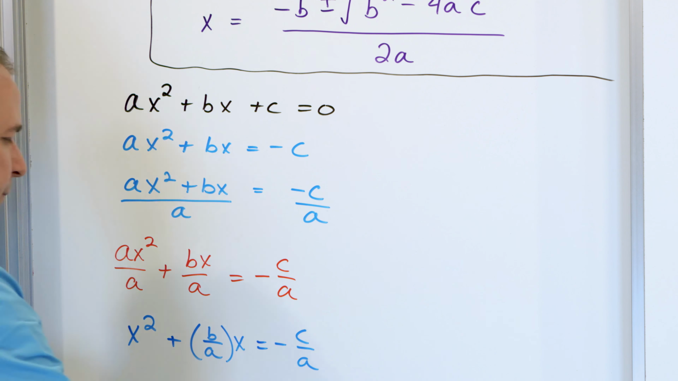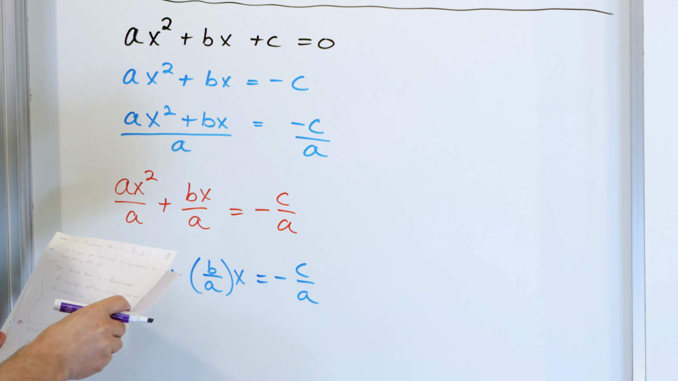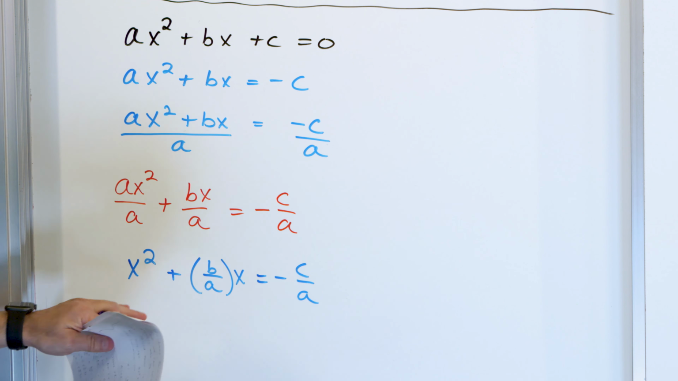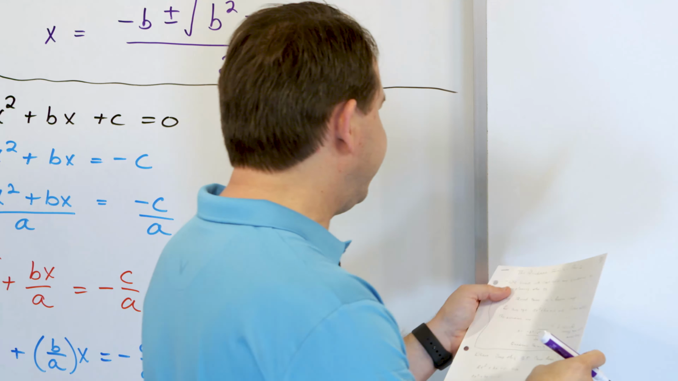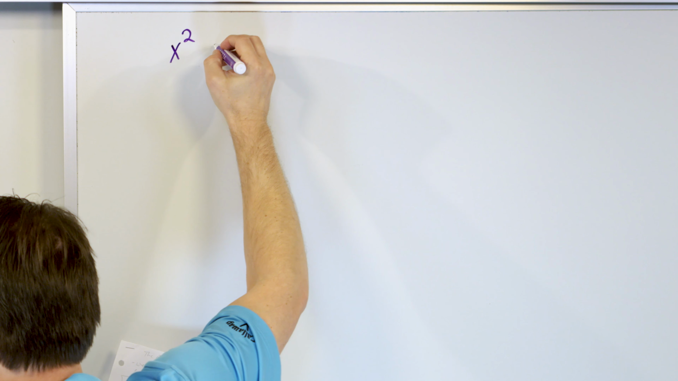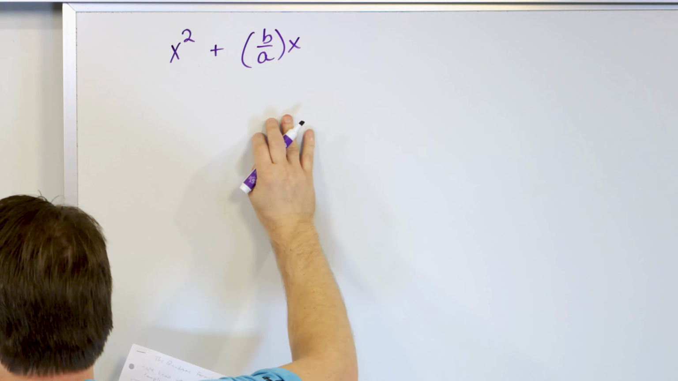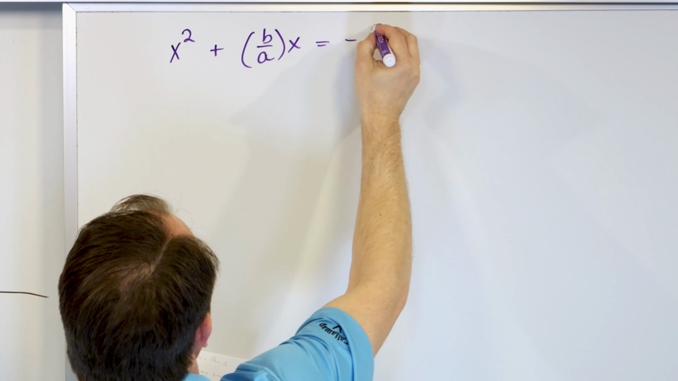So let me see, where do I want to do this? I think I want to do it on the next board. Let me rewrite this as it sits. It's going to be x squared plus the fraction b over a times x, that's the coefficient of x, is equal to negative c over a.